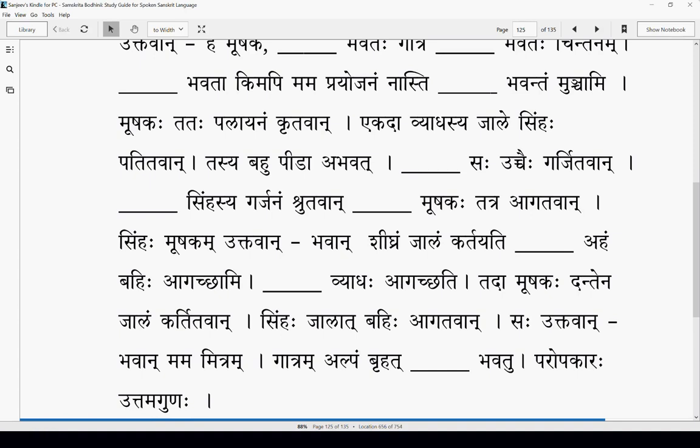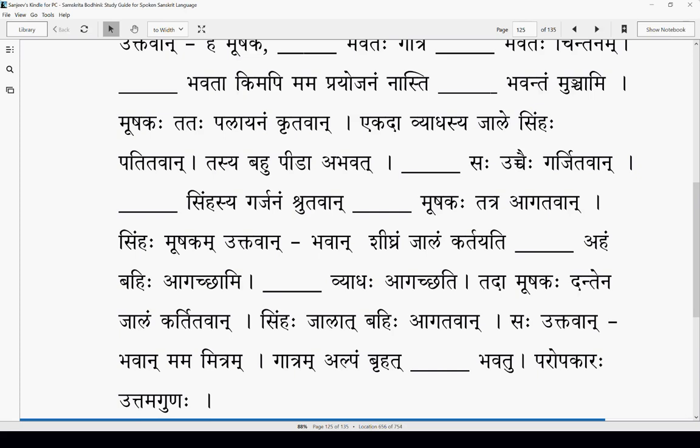Next. Ekada Vyadasya Jale Simmaha Patitavan. Jale means net. Ekada, once. Vyadasya Jale Simmaha Patitavan. Tasya Bahu Pida Abhavat. Dash Saha Uchai Garjitavan. It's just a sentence with one blank.